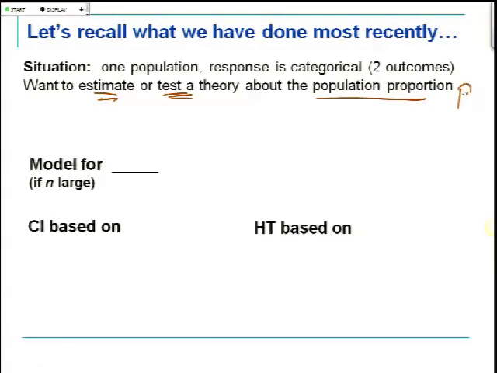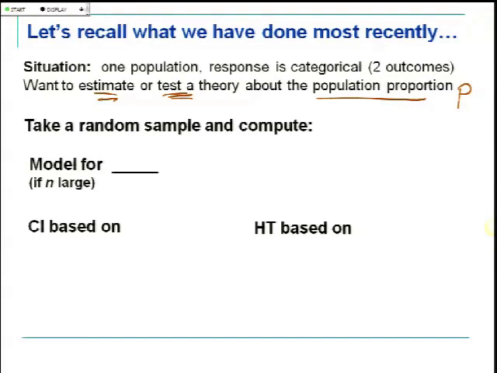P, population proportion P. So either you were trying to learn what that value is, so you wanted to estimate it, or you have a theory about whether you have a majority or some statement that you want to put to the test. So what did we do? We went to that population. We couldn't look at the entire population, so we took a random sample.